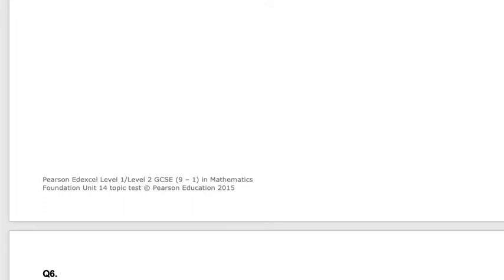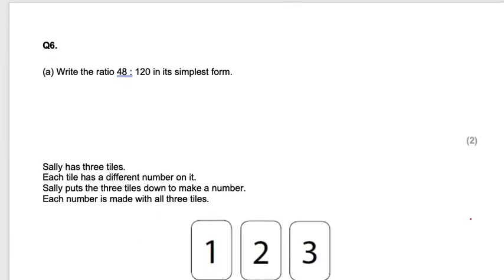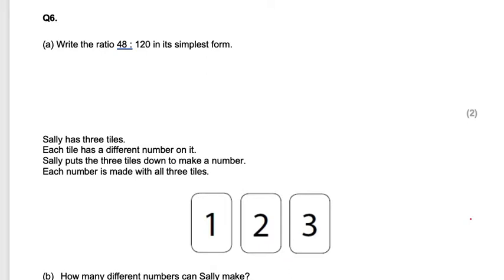And that gave you 44 marks. Still trying to scroll down. There we go. Okay, question 6. Write the ratio in its simplest form. We've done this already. We know what we're doing.